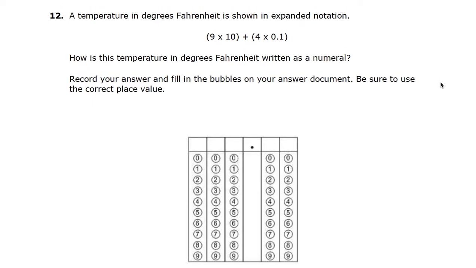Question 12. A temperature in degrees Fahrenheit is shown in expanded notation. How is this temperature in degrees Fahrenheit written as a numeral? Record your answer and fill in the bubbles on your answer document. Be sure to use the correct place value.